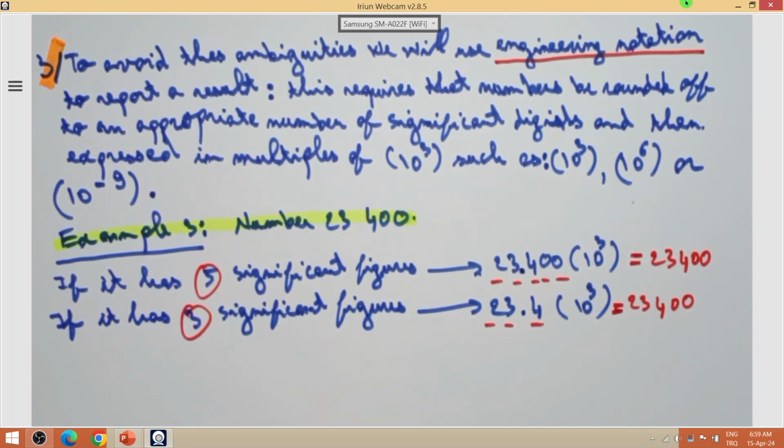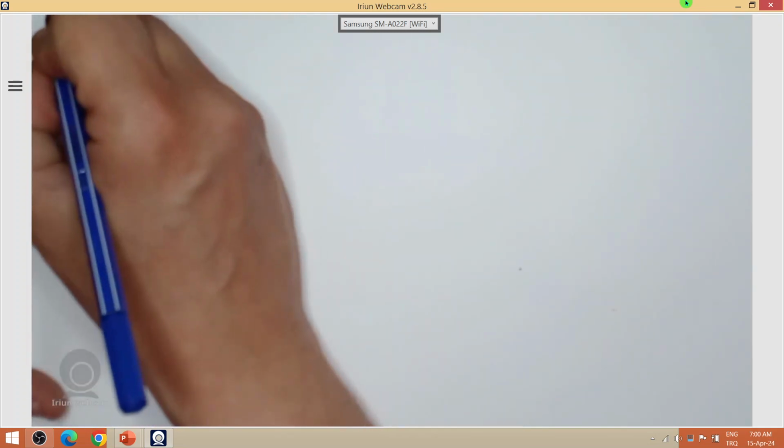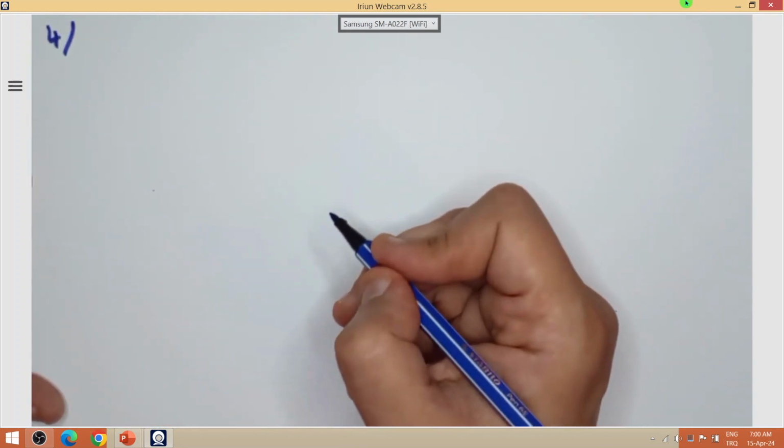For note 4 I will use another paper, and I will start writing. Note 4 says that if zeros occur at the beginning of a number that is less than 1, then zeros are not significant. So this is note 4.